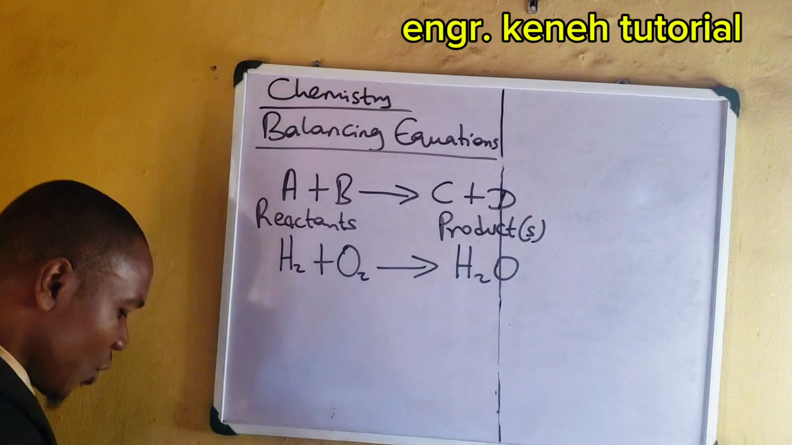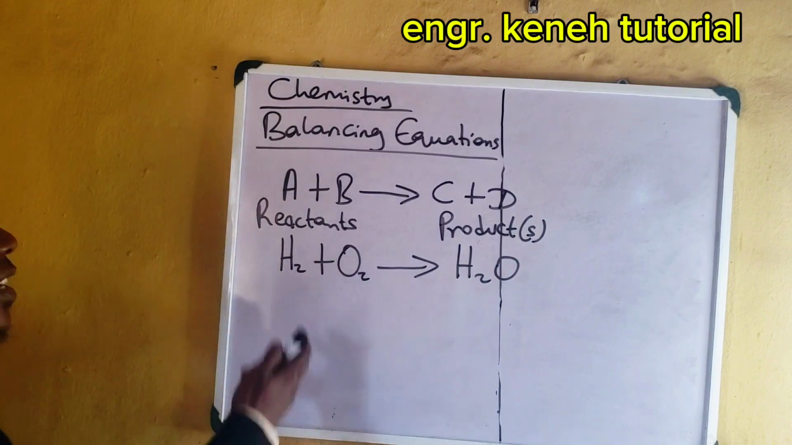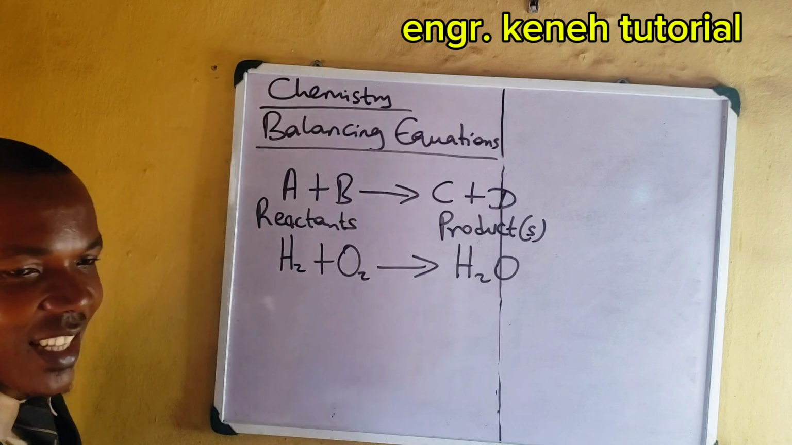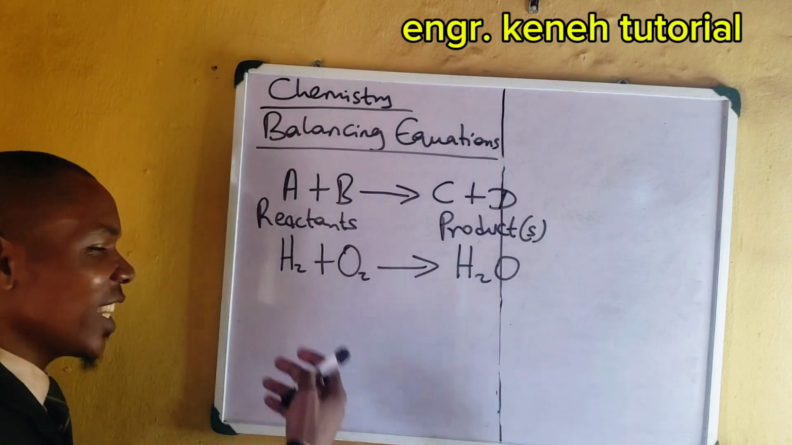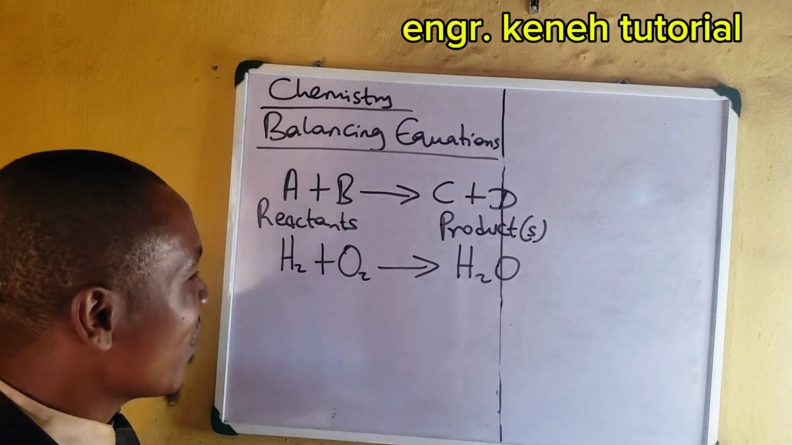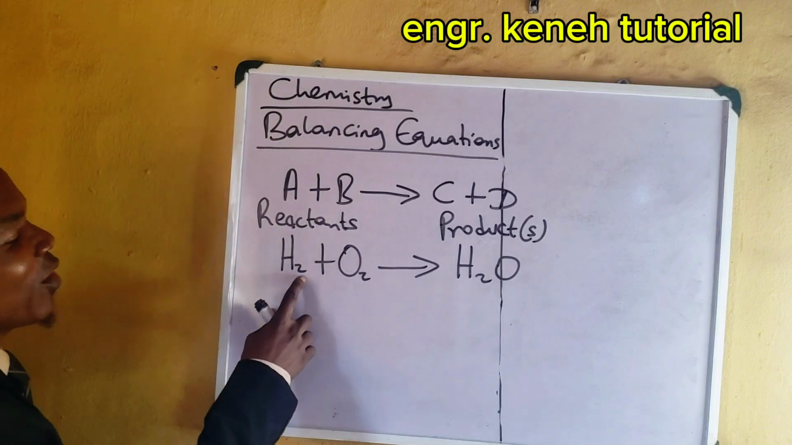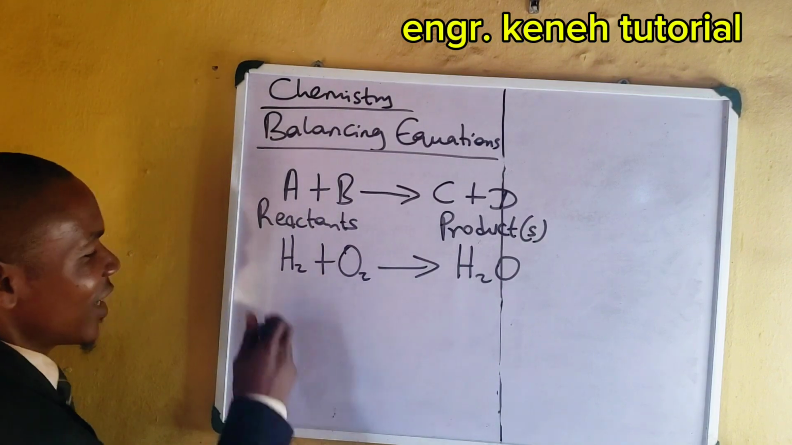All right, we have something like this, that hydrogen will react with oxygen to give me water. Yes, that is correct. But this equation, is it balanced or not balanced? It is not balanced. Why is it not balanced? How many atoms of hydrogen do we have here? We have 2. Can you see it?